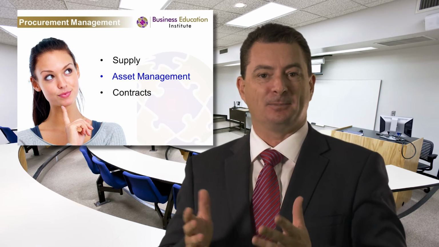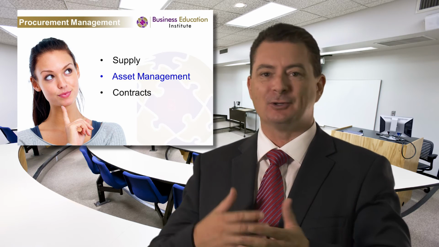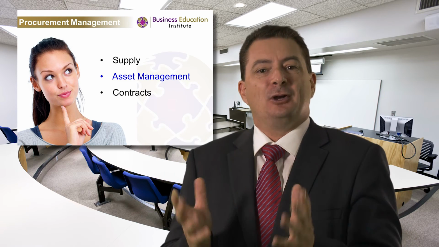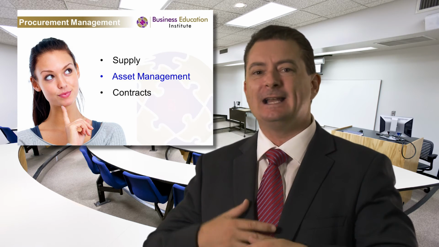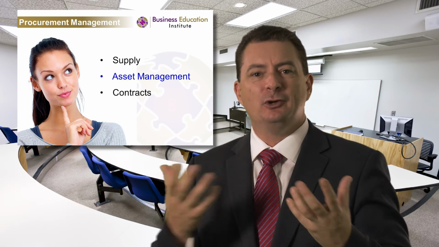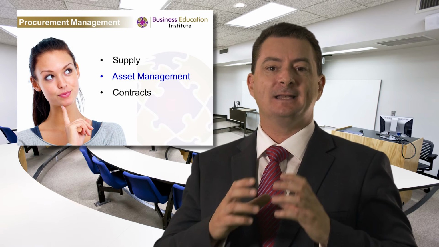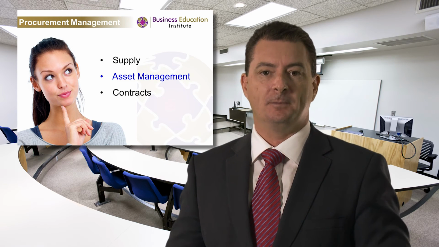Now, the next area is procurement management. Procurement management has three components to it. Firstly, anything to do with supply. So if you're thinking about purchase orders or getting quotes, basically purchasing, transporting, storing, allocating, and all those aspects of moving, all those come under supply, which is a part of procurement management.